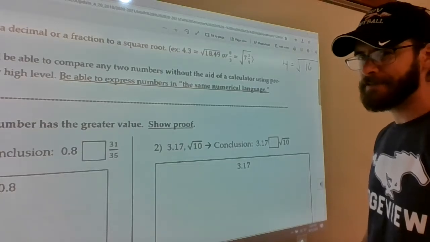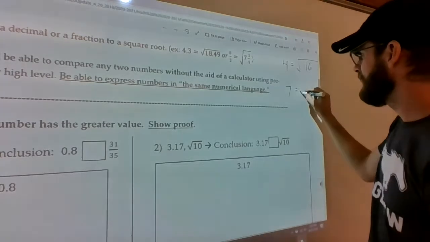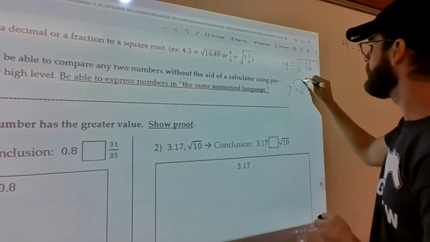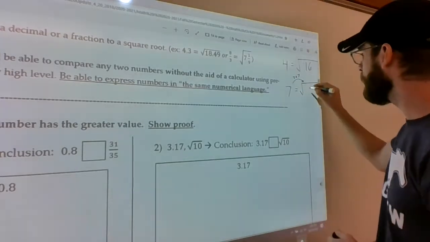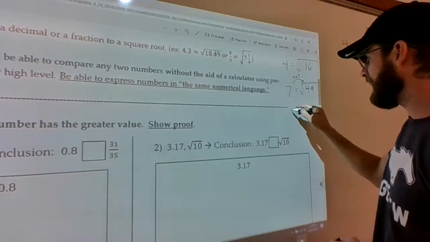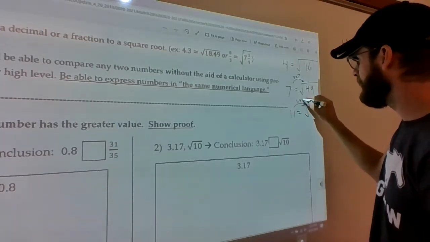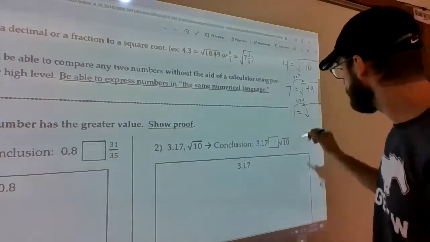Okay? So, if I had, let's say, 7, it converted into a square root is 7 times 7. It's 49. Or like 11. You're just taking 11 times 11 to convert it into a square root. 11 times 11 is 121.